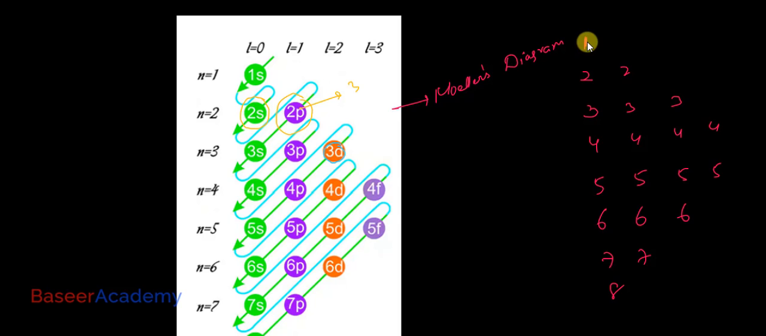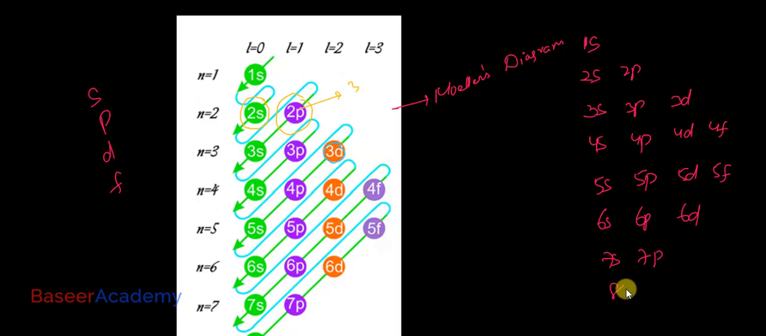So what I'm doing here, I'm writing 1 time, 2 times, 3 times, 4 times, 4 times, and then decreasing it: 3 times, 2 times, 1 time. Subshells are denoted by s, p, d, f, right? So write down here s, p, d, s, p, d, f, s, p, d, f, s, p, d, s, p, s. That's it. So drawing a Euler's diagram is simple.